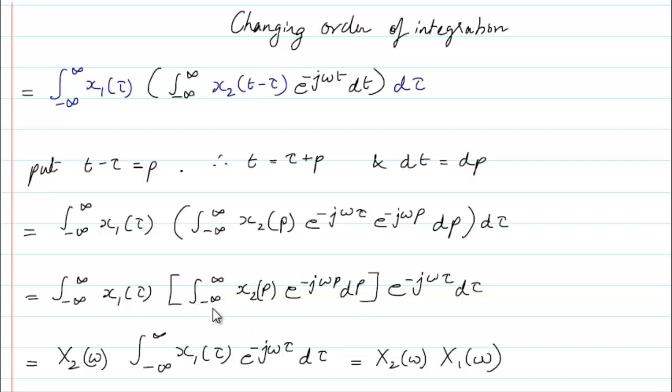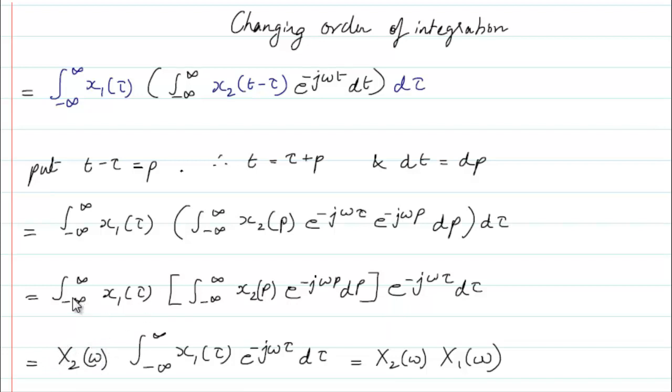Now what is this equation? This equation is basically the Fourier transform of the x2 function. Of course it is not with respect to t, but it is with respect to p. But the answer is with respect to omega. So x2 of p, if I take the Fourier transform, I will get capital X2 of omega. And since this is with respect to d tau, I will take this X2 of omega outside, and that is what I have done here.